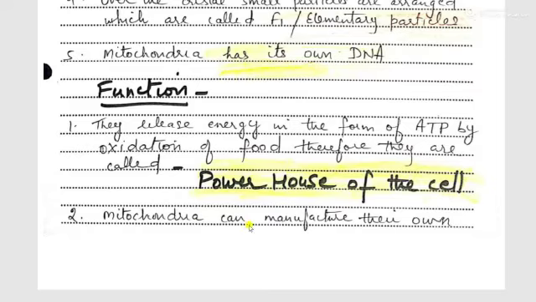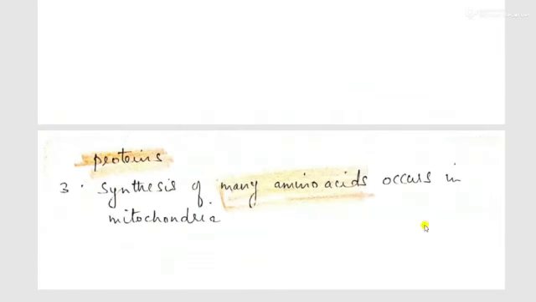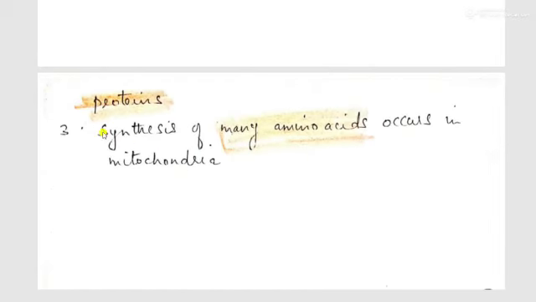Second point, mitochondria can manufacture their own proteins. Third point, synthesis of many amino acids occurs in mitochondria. So children, this is all for today.